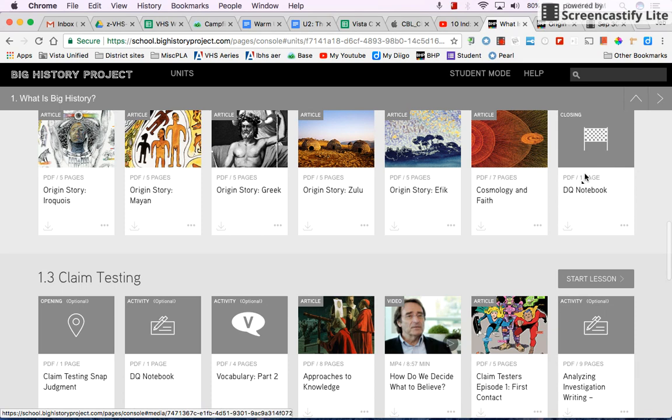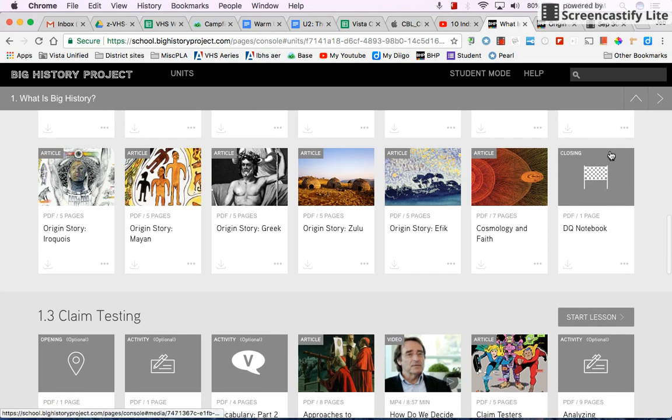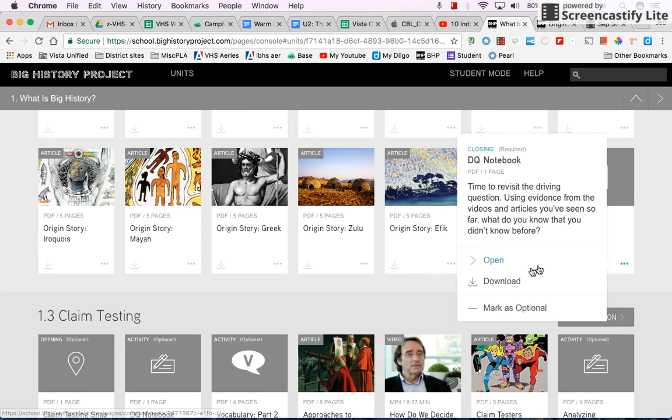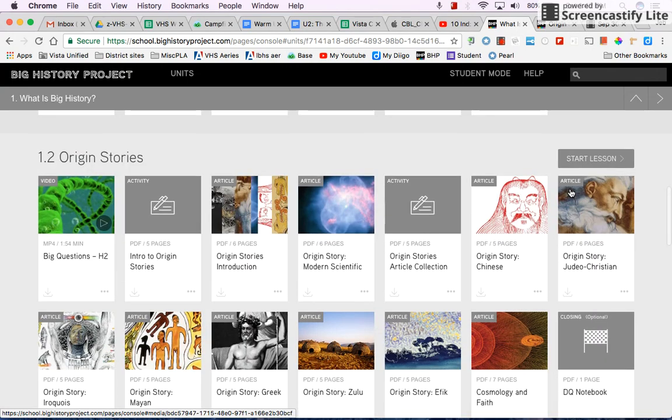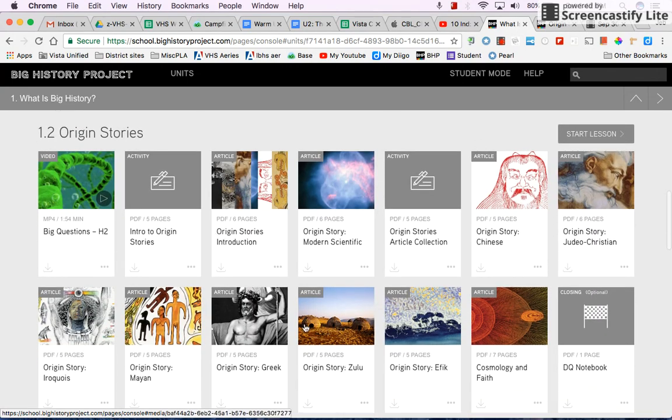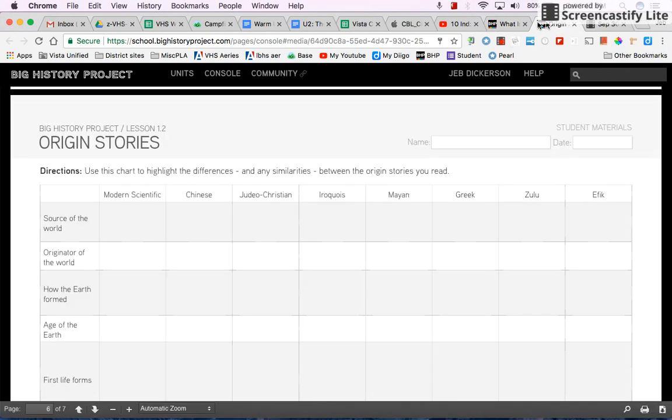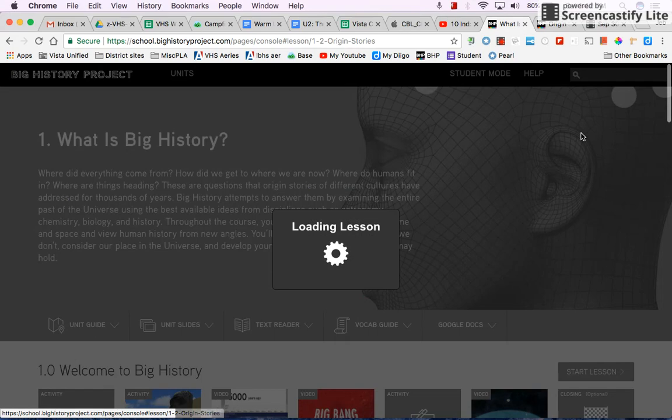Oh, so we're not doing this DQ notebook. I should have listed that as optional. I'll do that now. So that one is optional. So we're not going to do that. But even though this looks like a lot, that's what we're looking at. It's just a bunch of different articles that are all going to be used to complete this table. Okay, so we'll click in there.